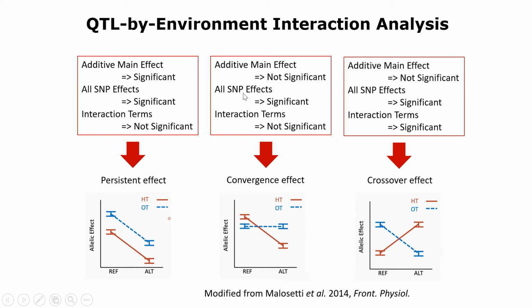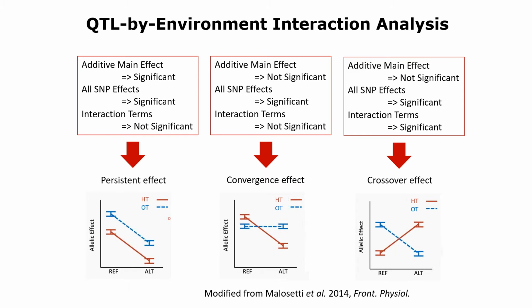If the additive main effect becomes non-significant, and the SNP effect and the interaction come in, so if only the SNP effect is significant, then we see a convergence effect, and we do see some kind of interaction. The highly interactive one is called the crossover effect, where there is no significance in the additive main effect. Rather, the remaining two, the SNP effect and the interaction term, are significant. Then we expect to see a high interaction for this marker between the allelic states.